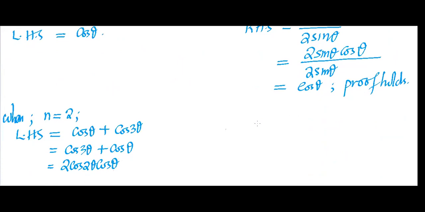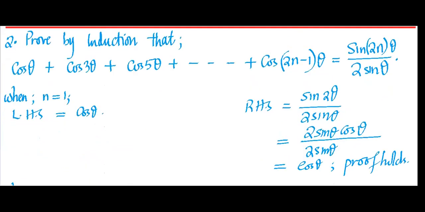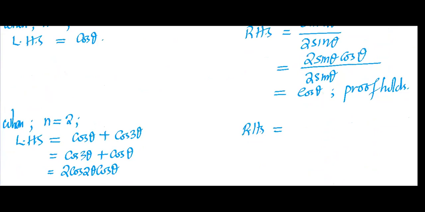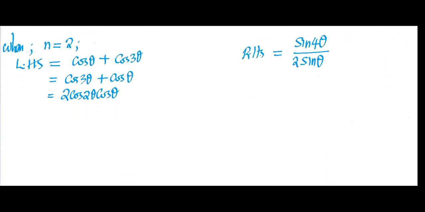On the right-hand side, in the same arrangement, what will happen when we feed in n as 2? The upper term will be 2 times 2, which is 4. And we will have sine 4 theta over 2 sine theta.